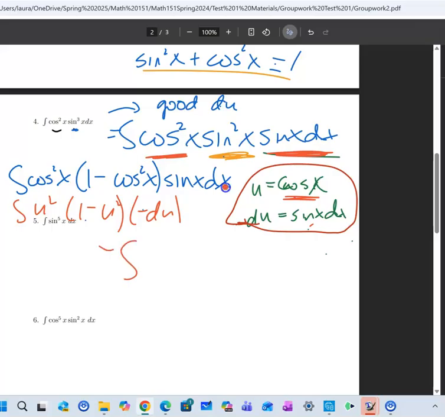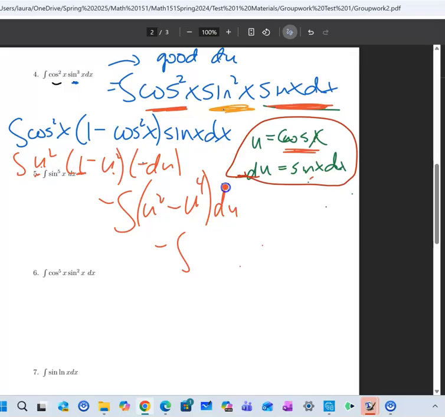So I'm going to pull the negative on the outside, and then I get negative, well, hold on a second. Sorry about that. Not that. So multiplying it out, being careful. Okay. So if I multiply 1 times the u squared, that's u squared. And then here, I get a minus u to the 4th, du, right? And that negative came out there. So negative is out here. And then I'm going to take the antiderivative, so I don't write the integral sign anymore.